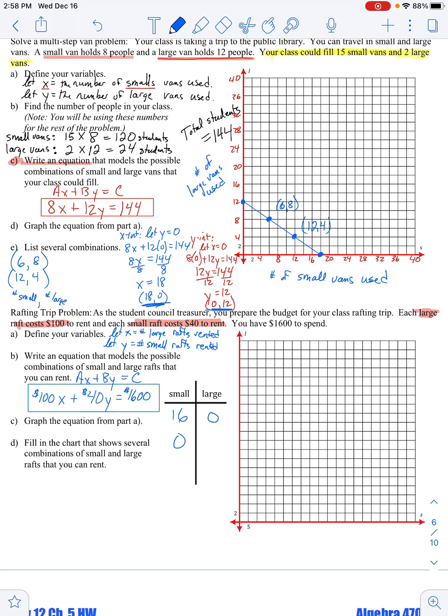If I let x be 0, again, we can use a cover-up method. We can cover up this part and say that 0 times 100 would be 0. So 40 times what number would be 1,600? Well, that number, in fact, would be 40. And that's because 1,600 divided by 40 is, in fact, 40.